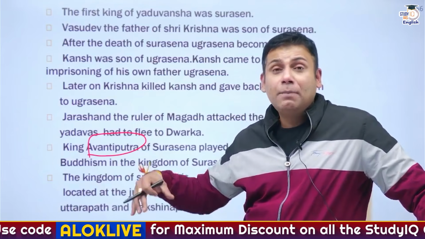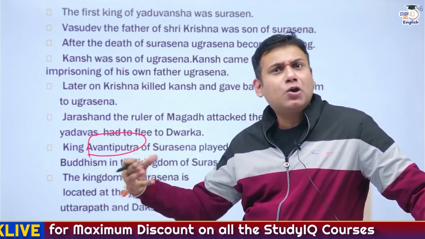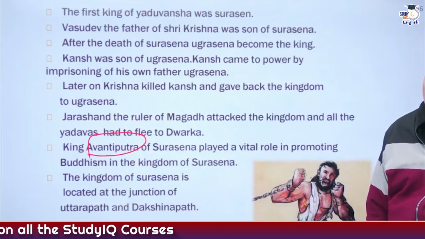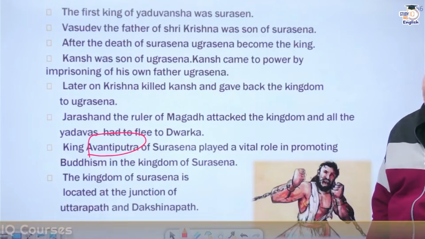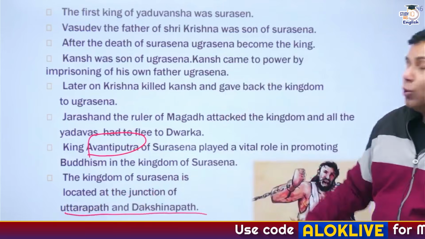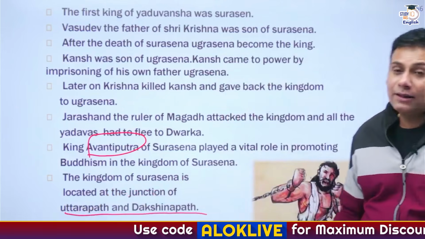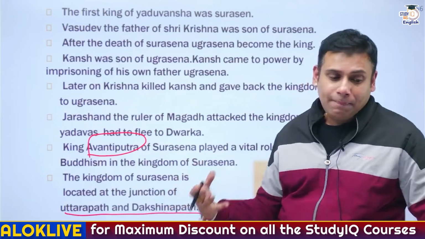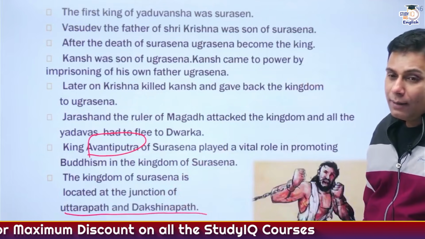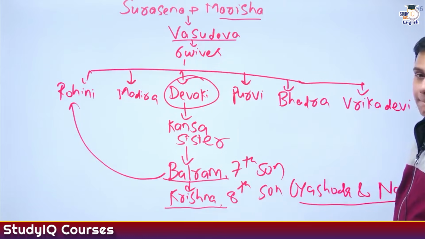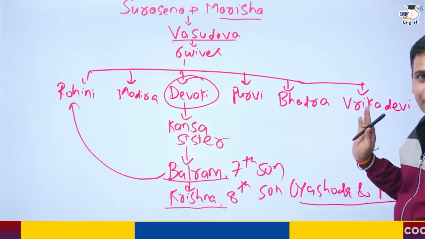And he played a very pivotal role, a very crucial role in spreading Buddhism in the region of Surasena, or Mathura. It is believed that the kingdom of Mathura is located on Uttarapath and Dakshinapath. I repeat, it is located on Uttarapath and Dakshinapath. This is majorly about the kingdom of Surasena. Did you understand this chart, guys?